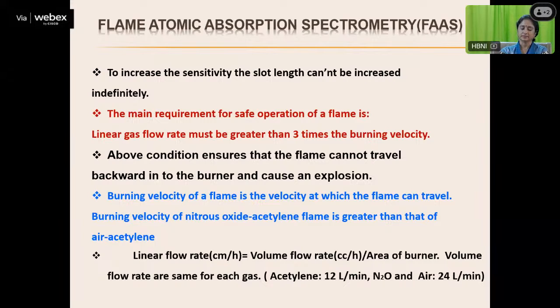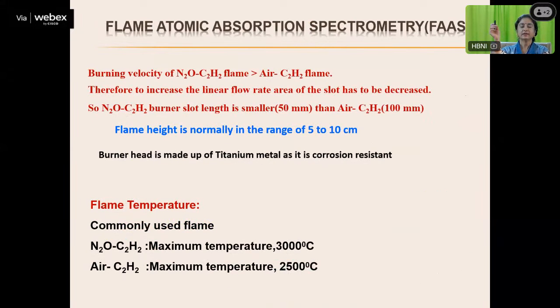And therefore, linear flow rate equals volume flow rate divided by area of burner. Now, volume flow rate is the same for each gas, because you are maintaining the volume flow rate by using a regulator. So you can regulate that. Acetylene has around 12 liter per minute, and nitrous oxide or air has around 24 liter per minute gas flow. The burning velocity of N2O C2H2 flame is greater than air acetylene flame. Therefore, to increase the linear flow rate, the slot has to be decreased. So N2O C2H2 burner slot length is smaller, 50 centimeter, than air acetylene.